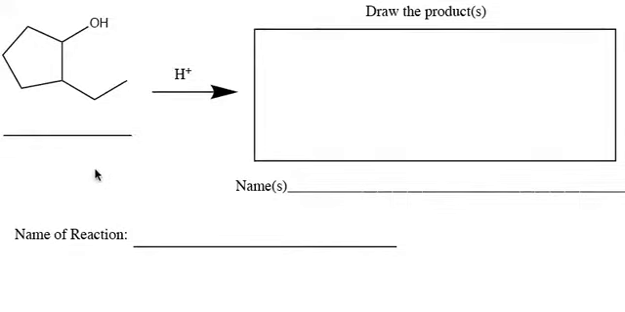This is the reaction of this molecule in the presence of H+. So we're going to be doing a dehydration of this alcohol. We're going to first start by naming our molecule, and we can see that we have a cyclic molecule. We have 1, 2, 3, 4, 5 carbons. So this is going to be based on cyclopentane. And since there's an alcohol, it's going to be named cyclopentanol.